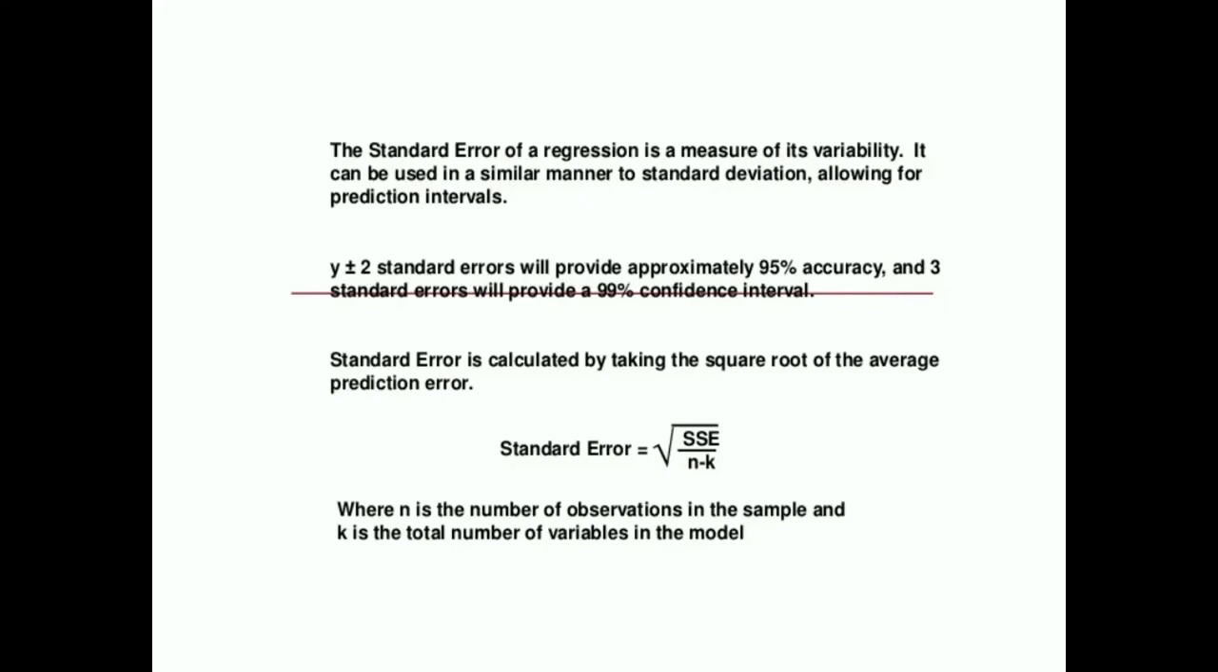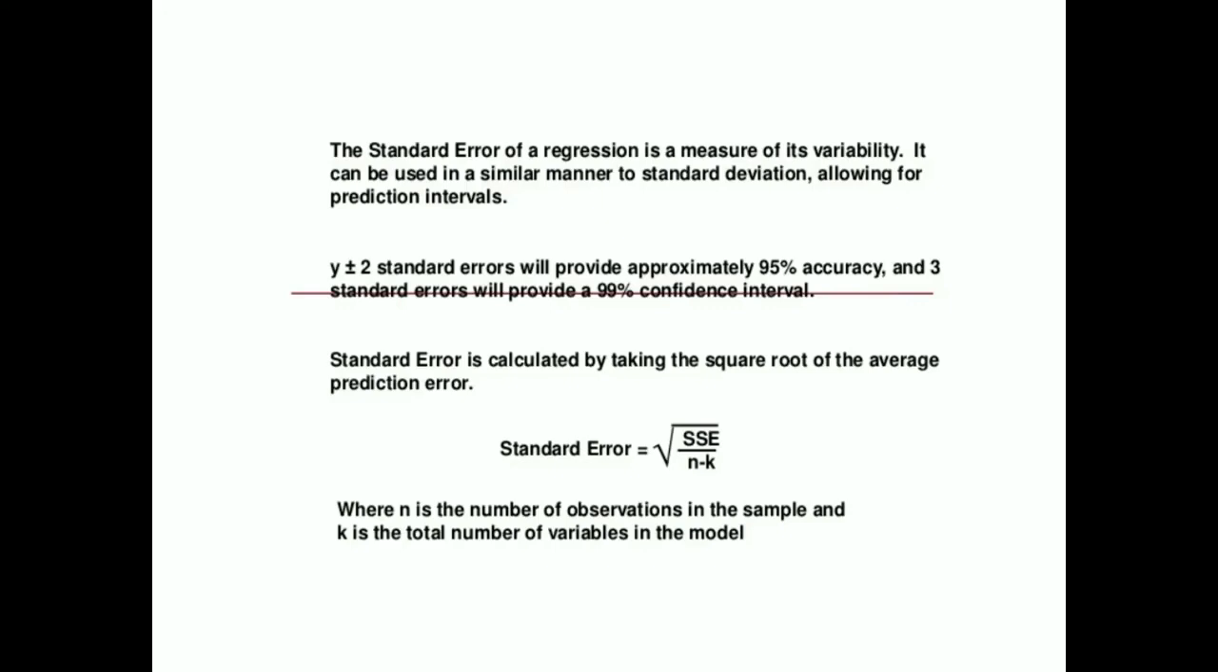So there is a standard formula. Y plus minus 2 standard deviations gives about 95% accuracy in that data set. If you consider y plus minus 3 standard errors, there is a 99.5% confidence interval in that particular data set.